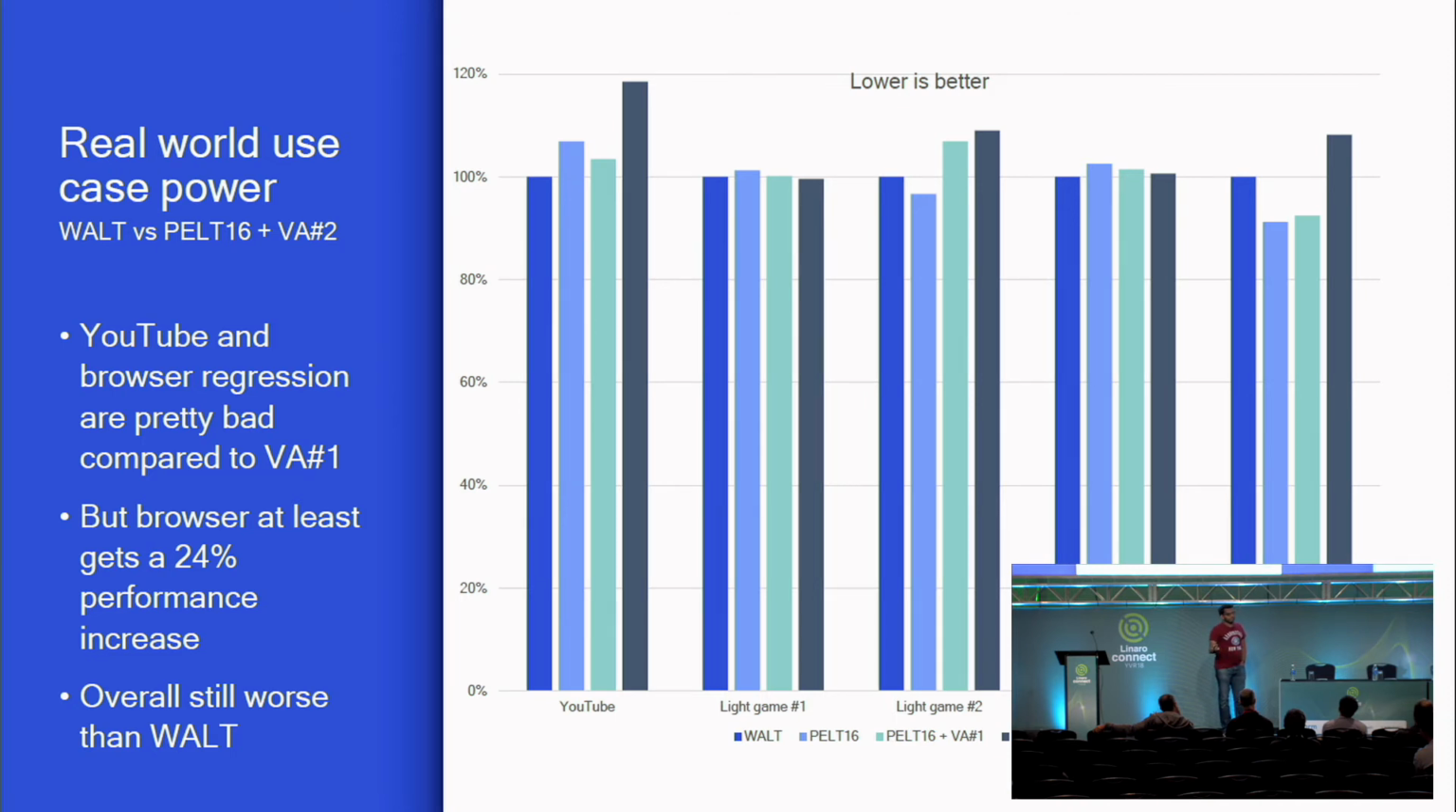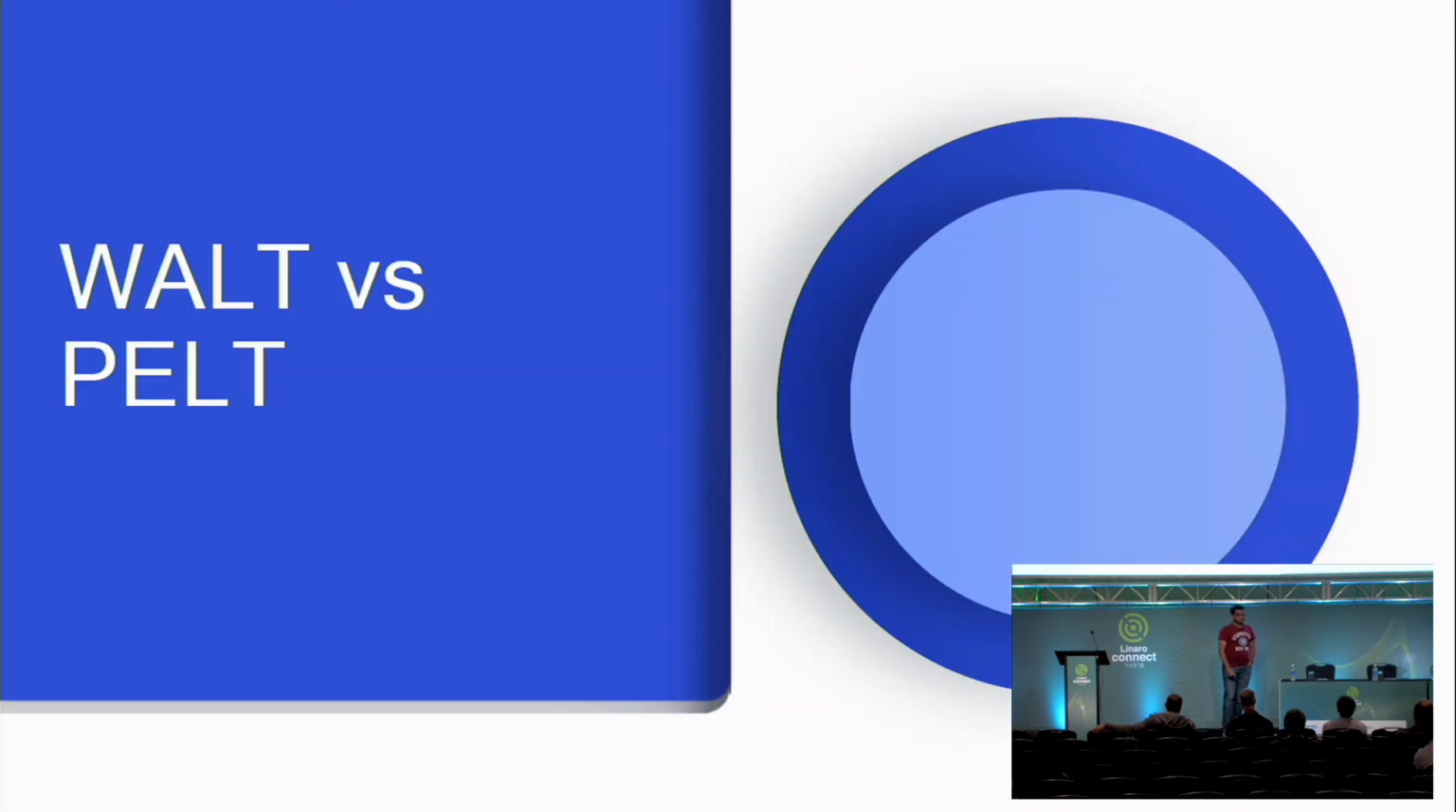But overall, at least we still feel it's worse than WALT, because that much regression in power for YouTube just doesn't seem acceptable. For browser, if you can improve it to be at least on par with WALT, that'll be good. So that's the current status for the real world use case.